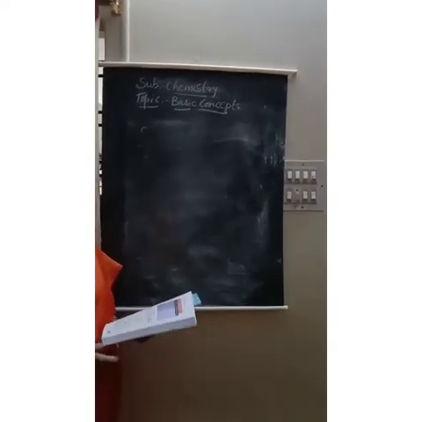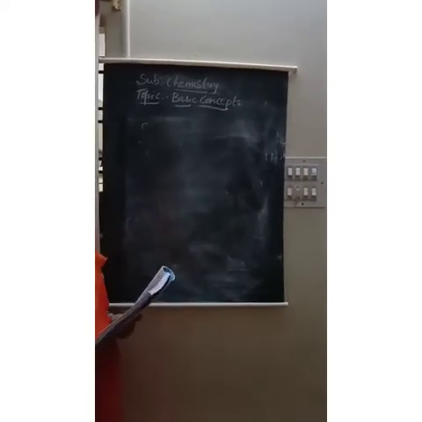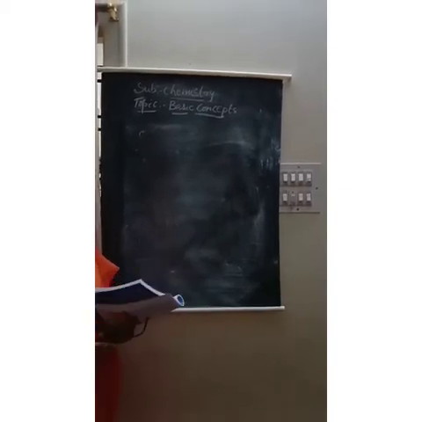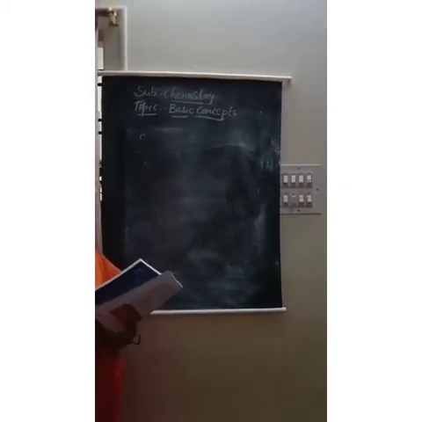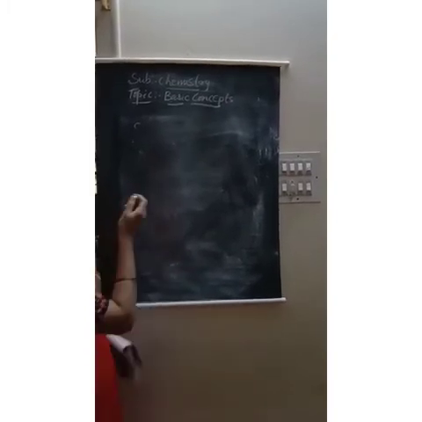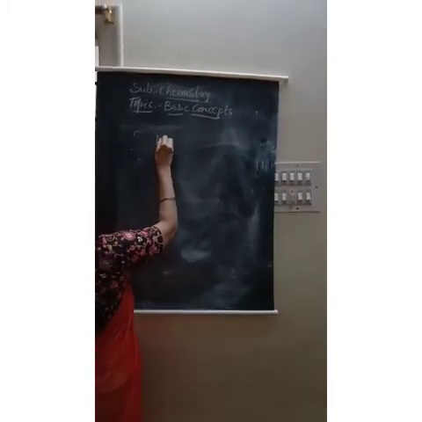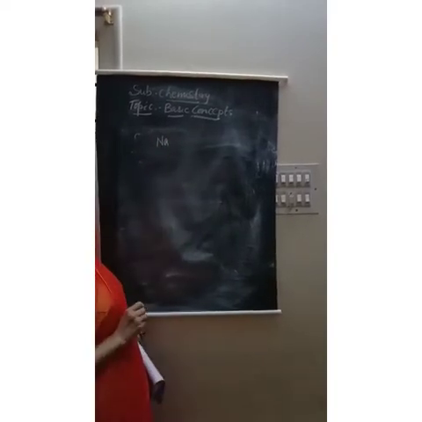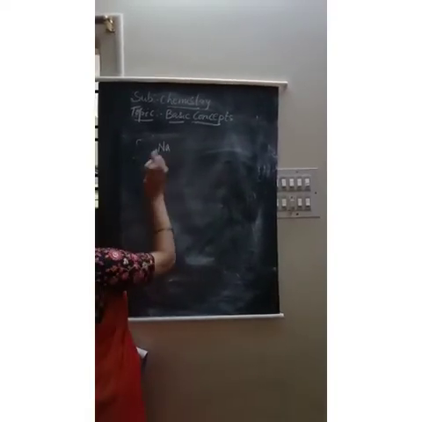Learn those elements, children. What is atomic mass? Atomic mass means the total number of protons and the total number of neutrons present in an atom. So consider an atom of sodium. What is the symbol of sodium, children? You know very well, Na is the symbol of sodium.